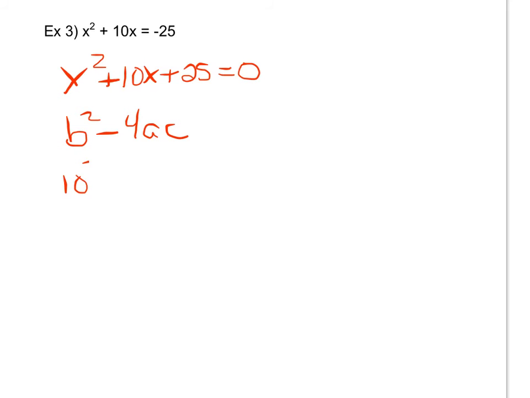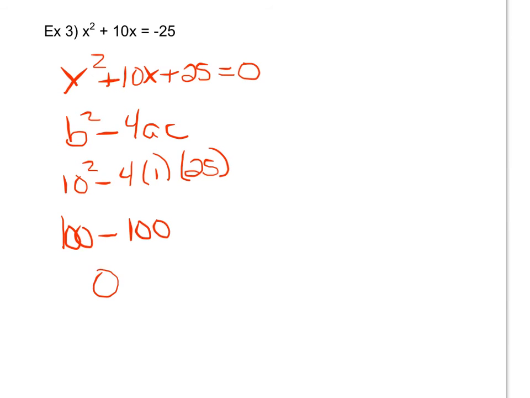My b this time is 10. My a once again is 1. And my c is 25. 10 squared, of course, is 100, minus 4 times 1 times 25 is minus 100, which does simplify to be 0.